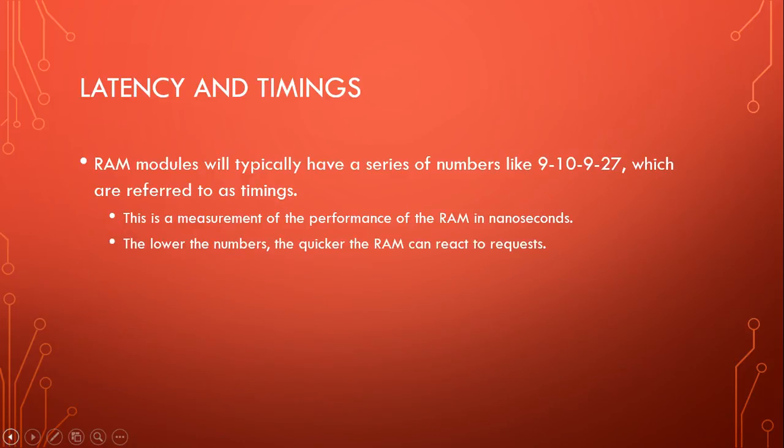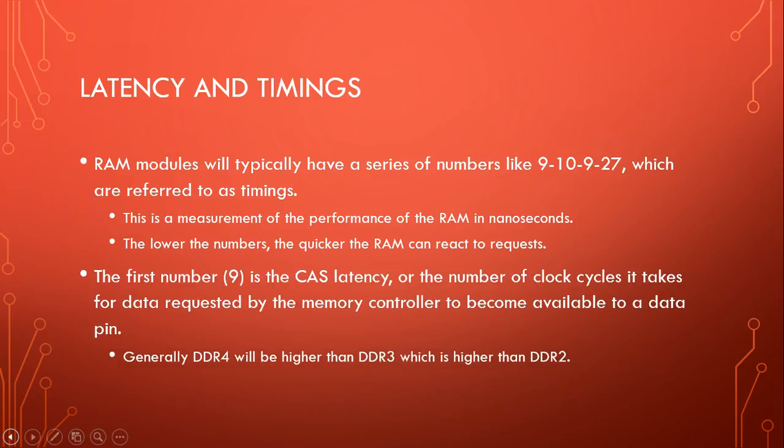Now, real quickly, let's talk about latency and timings. RAM modules will typically have a series of numbers, for example 9-10-9-27, which are referred to as timings. This is a measurement of the performance of the RAM in nanoseconds. The lower the number, the quicker the RAM can react to requests. The first number, 9, is what's known as the CAS latency, or the number of clock cycles it takes for data to be requested by the memory controller for it to become available to a data pin.